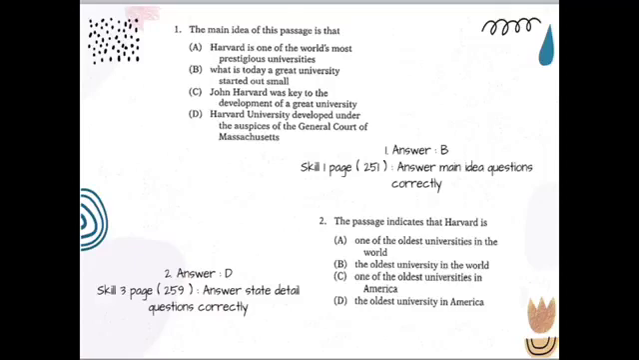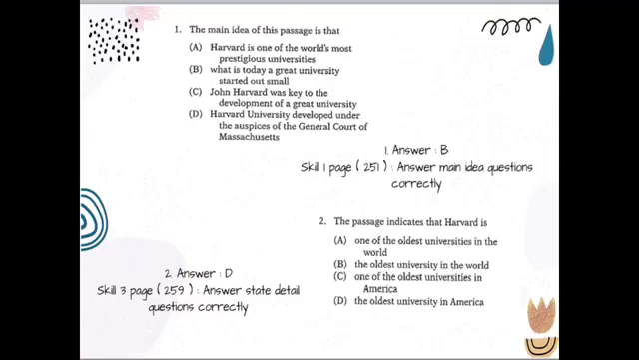And for number 2, the passage indicates that Harvard is. The correct answer is D, the oldest university in America. From skill 3, page 259, answer stated detail questions correctly. A stated detail question asks about one piece of information in the passage rather than the passage as a whole. The answers to these questions are generally given in order in the passage, and the correct answer is often a restatement of what is given in the passage.